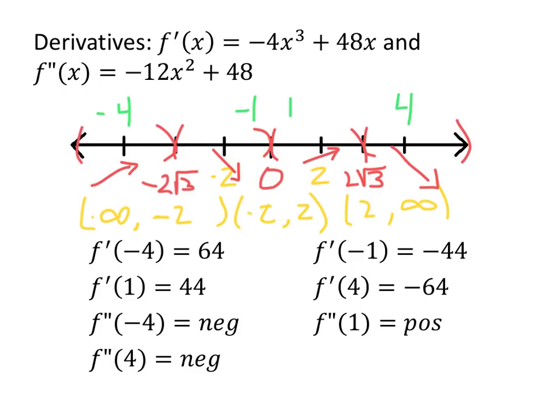F double prime of negative 4 is negative, so I'm concave down here. F double prime of 1 is positive, so I'm concave up. And then concave down again. And that gets horrible. I really should have left myself a little more room, but let's look at what the summary tells us.